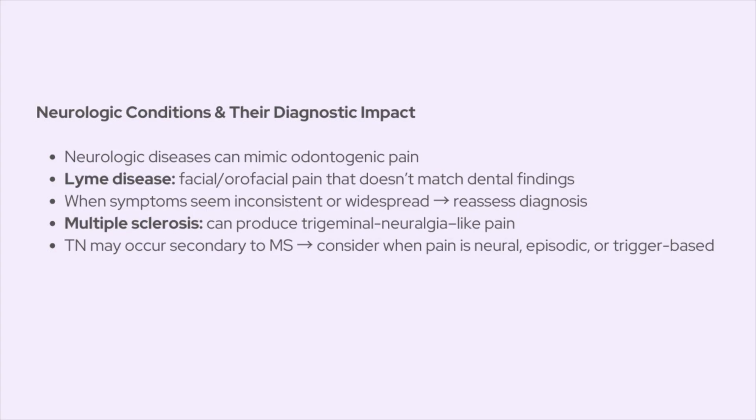MS involves demyelination in the central nervous system, and it can actually produce pain that resembles trigeminal neuralgia. In fact, trigeminal neuralgia can occur secondary to MS. So, when the pain presentation seems neural, episodic, or triggered in an unusual way, this should stay on your differential.